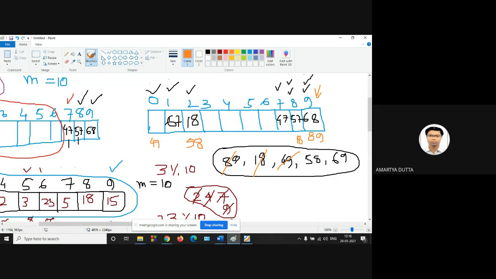58. Next, 58 complete. 69. So what is the position for 69? 3. Why 3? Two collisions are there because 69 mod 10 is one collision, then t plus 1 is the second collision. So 2 collisions, 2 squared, so 1, 2, 3 and 4, so at position 3, right? So 69 is inserted.